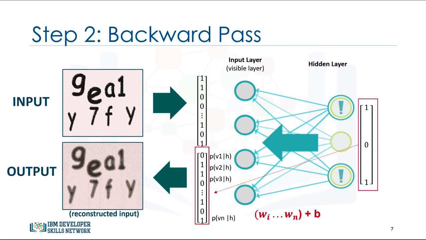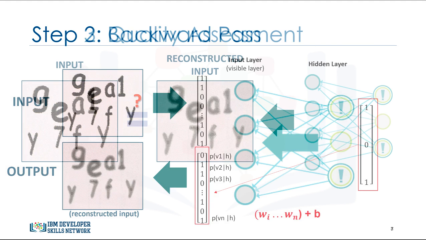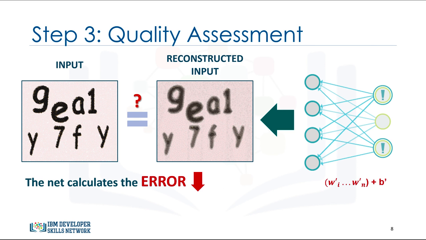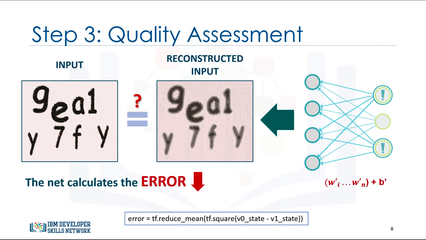Now, let's look at step 3. Step 3 consists of assessing the quality of the reconstruction by comparing it to the original data. The RBM then calculates the error and adjusts the weights and bias in order to minimize it. That is, in each epoch, we compute the error as a sum of the squared difference between step 1 and the next step. These 3 steps are repeated until the error is deemed sufficiently low.